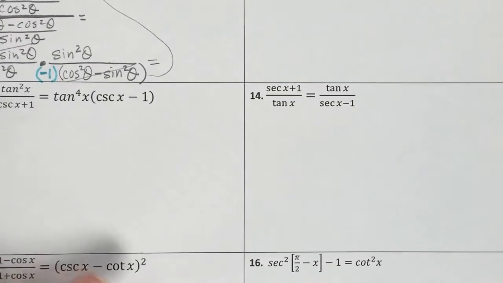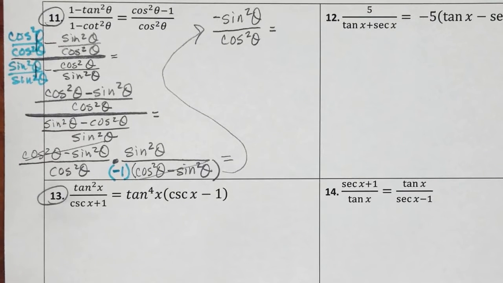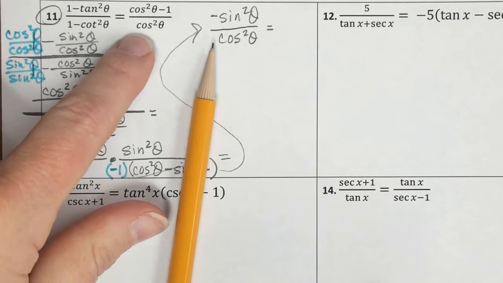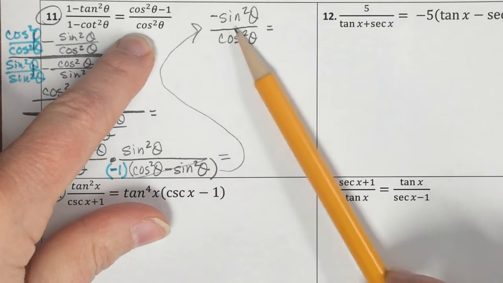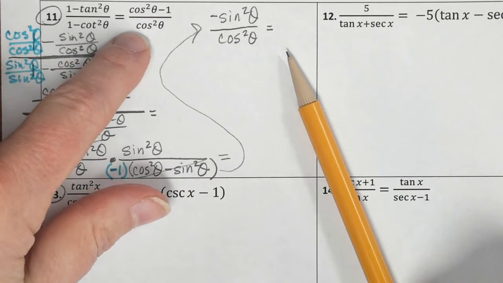Let's go ahead and finish number 11. We are verifying this equality here, and we now have negative sine squared over cosine squared. And you could look at that and say, well, Ms. Reams, let's just stop and say that's a negative tangent squared. And I fully agree, that is negative tangent squared. However, that's not the equality you're trying to prove here. So you need to look over at what you're trying to prove. You're trying to prove that this negative tangent squared is equal to cosine squared minus 1 over cosine squared.